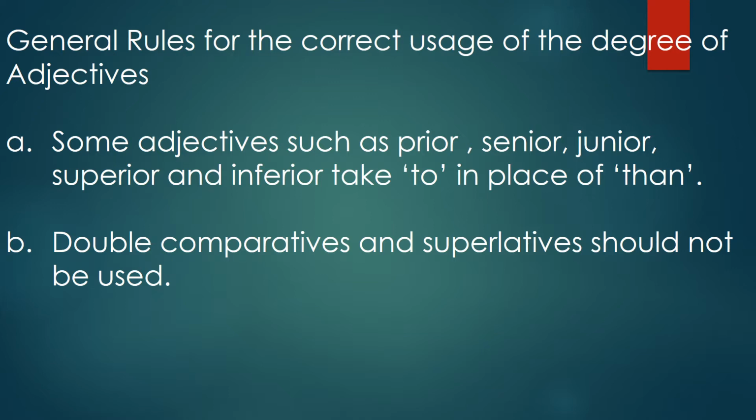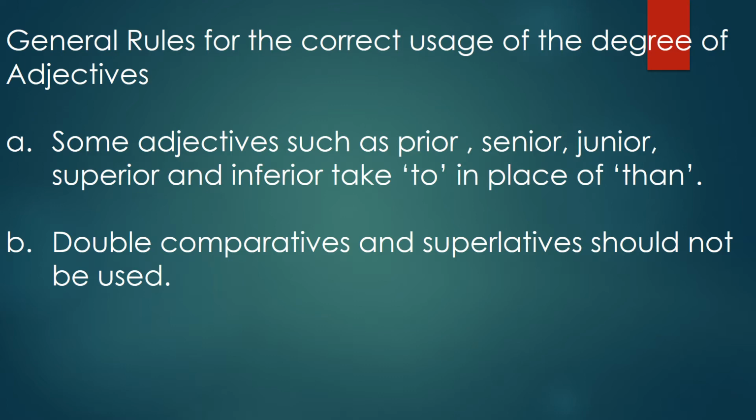Now, the second rule is that double comparatives and superlatives should not be used. For example, Mohit is more taller than Mohan. This is the wrong sentence. The correct sentence will be: Mohit is taller than Mohan. In this sentence, the comparative form of tall is taller, and it should not be used with a double comparative or superlative degree of comparison.